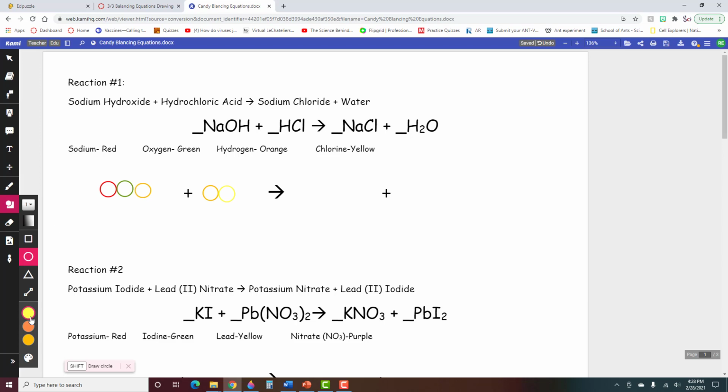So Na again was red. So draw a red circle next to Cl, which was a yellow. So there is NaCl. And then H2O. So H is orange, and there are two of them. And then O is green, and there's just one of them.